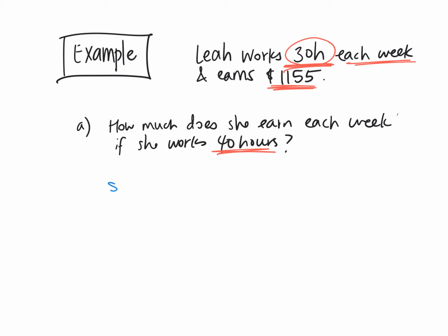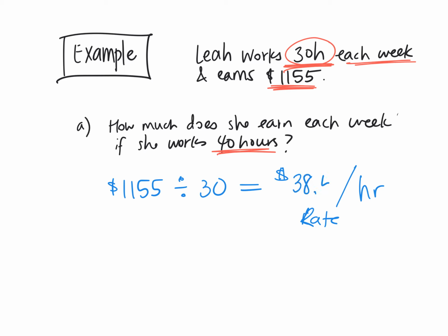So one method is we could take the total amount she earns in the week and divide it by 30. What will that give us? That's giving us how much she makes per hour. This is giving us her rate. I like the word you used: per hour. 38.5, and you have to put a 0 here because we're dealing with money. She's making $38.50 for 1 hour, right?